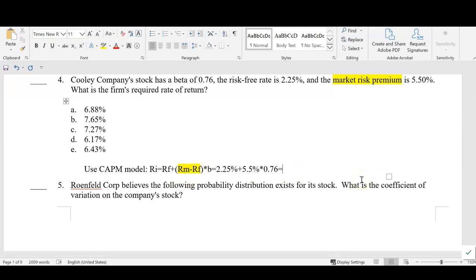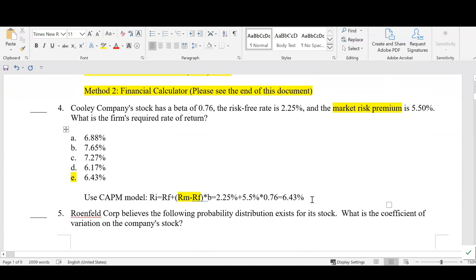So here we should have 6.43% as our final answer. So we should choose option E.